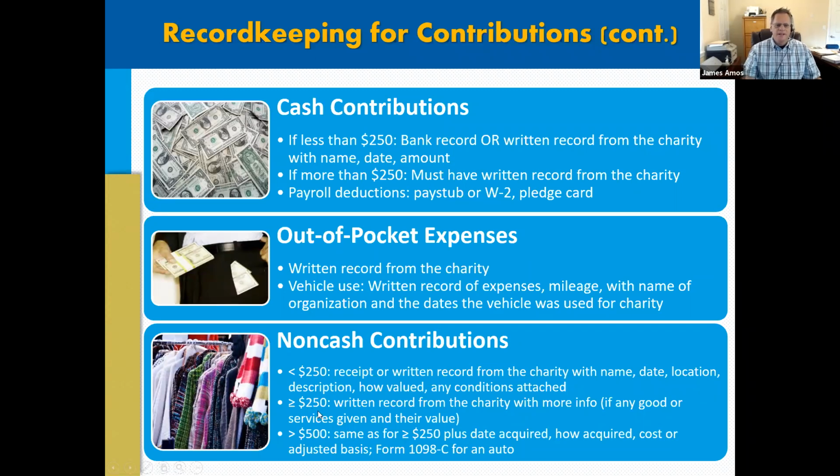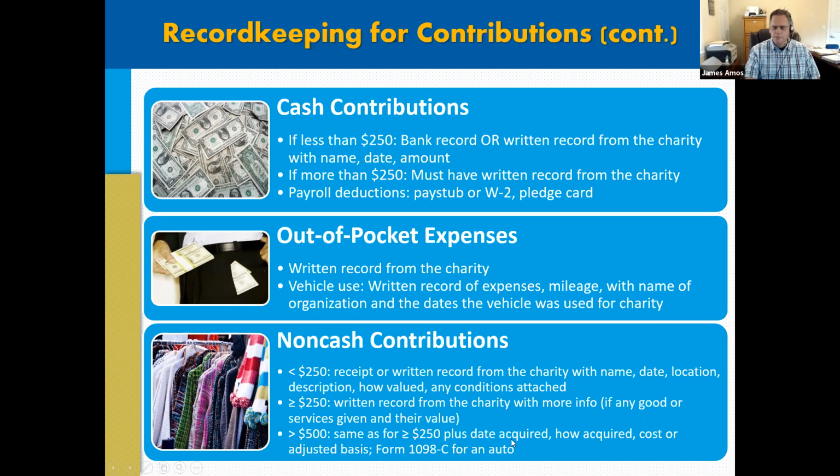Now let's say I give a whole truckload of stuff to Goodwill and I value it at $450. You still get that card, but you should start breaking it down with more information. One bag of clothes worth $100. One couch worth $75. One desk worth $100. So you're starting to give more information. And if you're giving a Goodwill type donation that's more than $500, it's the same thing as this one down here, plus you have to start reporting on your tax return.